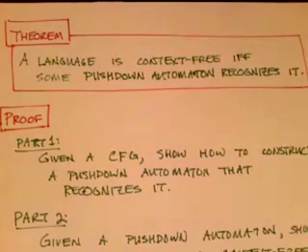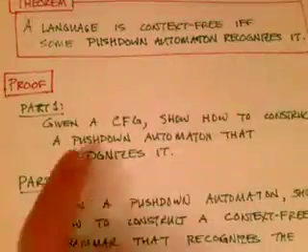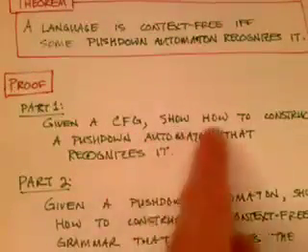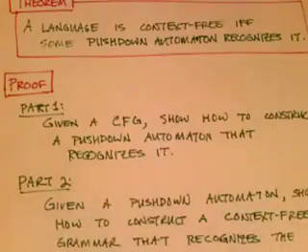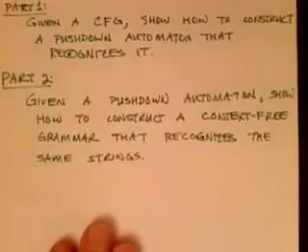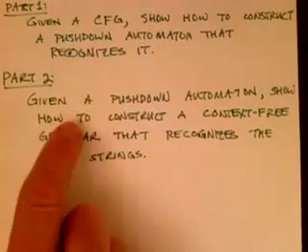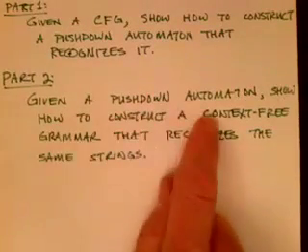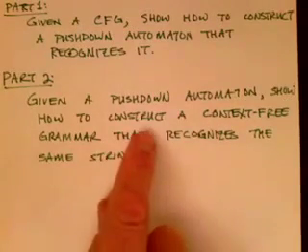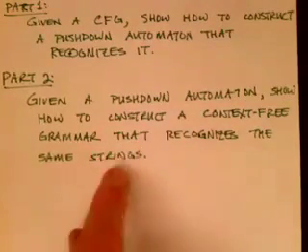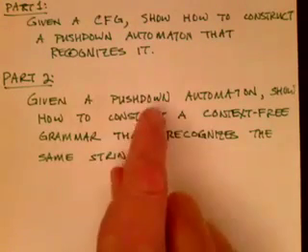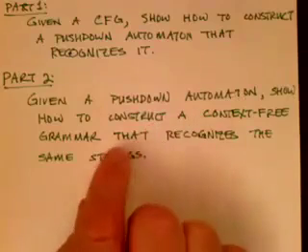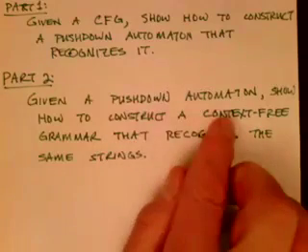In the previous video, we did part 1 of the proof. In other words, given a context-free grammar, we showed how to construct a push-down automaton that recognized the same language. In this video, we're going to do part 2 of the proof, going in the other direction. Given a push-down automaton, show that there is a context-free grammar that recognizes the same set of strings. We're going to do that by showing how to construct that context-free grammar given a push-down automaton.